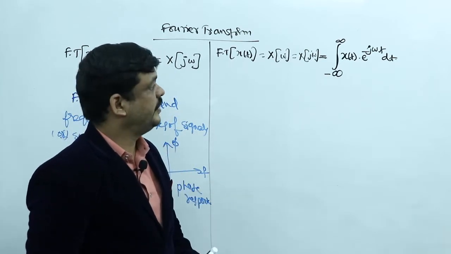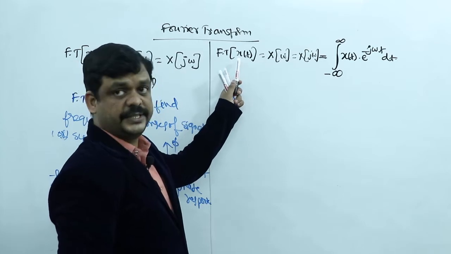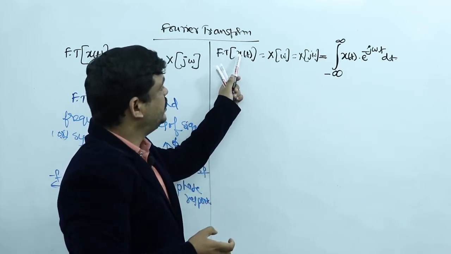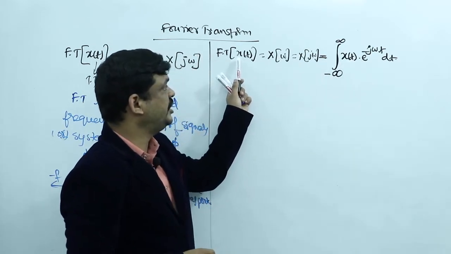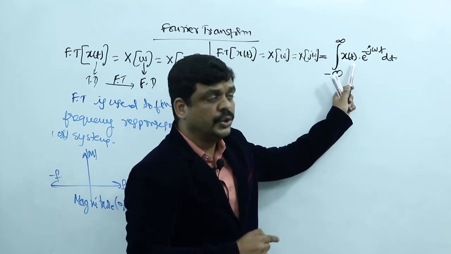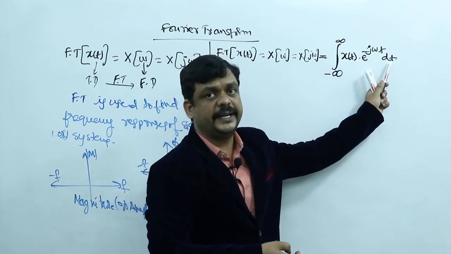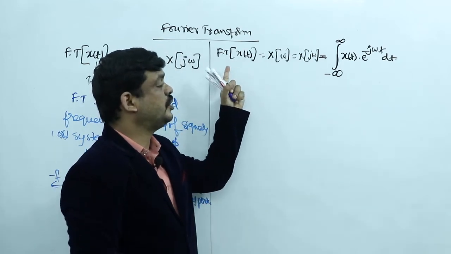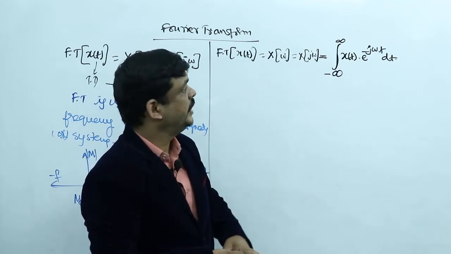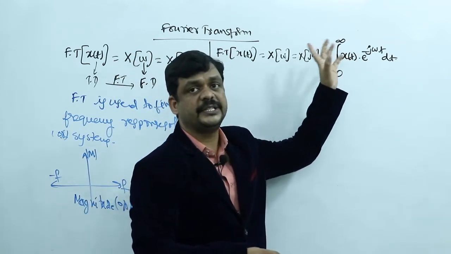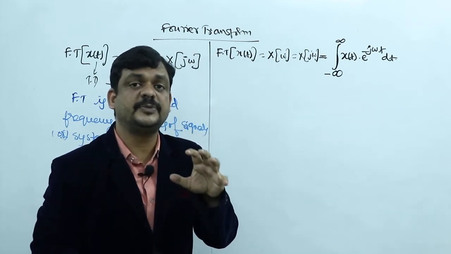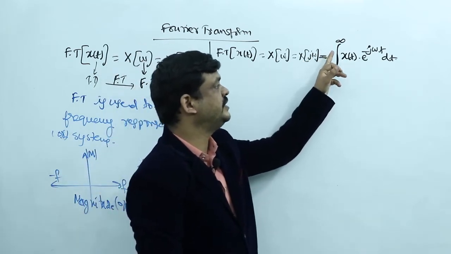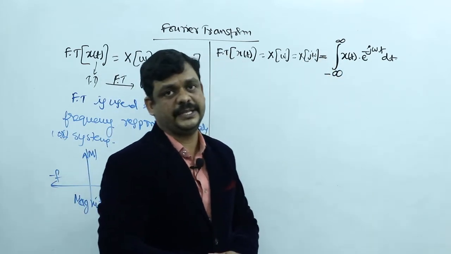Please remember this equation. Fourier transform of x of t: x of t is the time domain function, also called the input signal, right? So whatever the function is, write this function as it is here, into e to the power of minus j omega t dt. This explains the standard equation of the Fourier transform, which is used to convert time domain to frequency domain. The limits are from minus infinity to plus infinity because Fourier transform is specifically defined for aperiodic, non-periodic signals. That's why the integration is always from minus infinity to plus infinity.